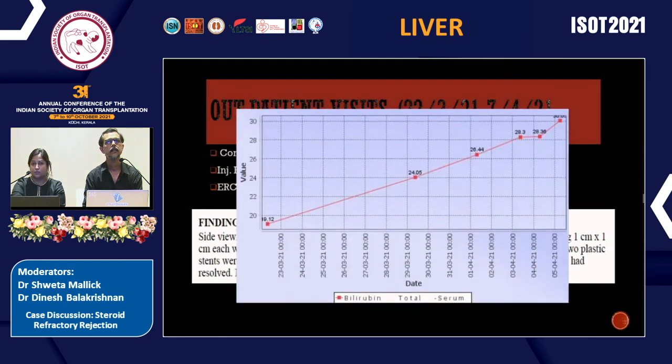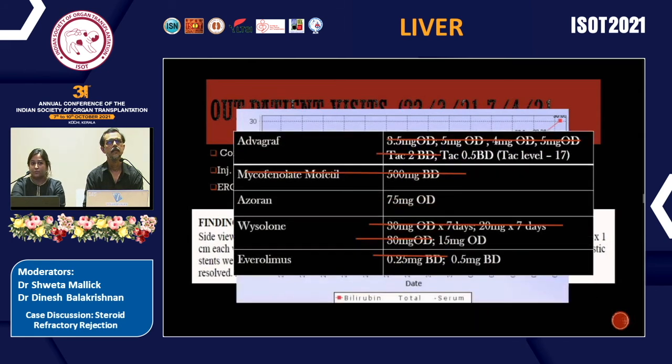Even with bortezomib going on, the patient's bilirubin continues to steeply climb. It has reached 30. Immunosuppression at this point is 0.5 of TAC BD. The TAC level had reached 17, so we had to bring it down. Azathioprine was given at 75, Wysolone at 15, and Everolimus at 0.5 BD.